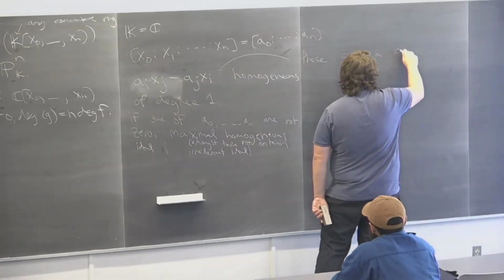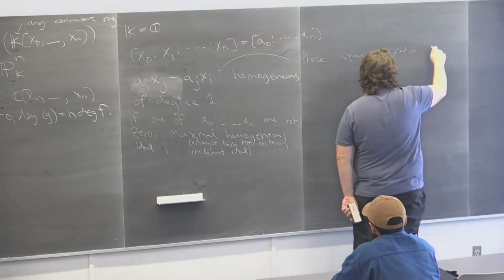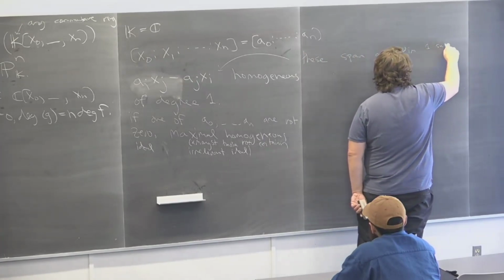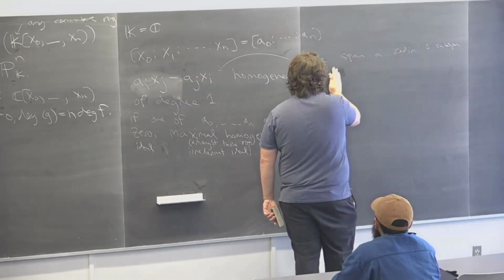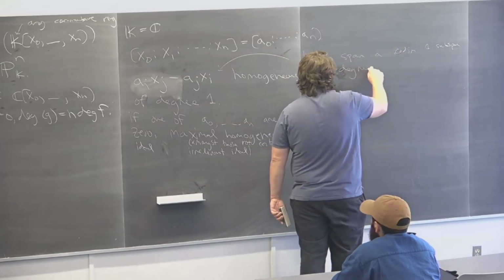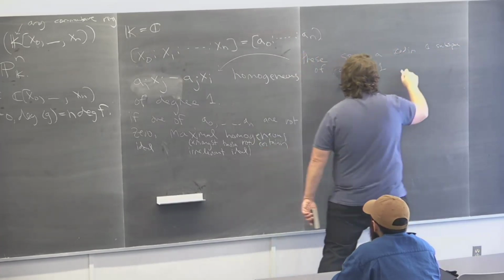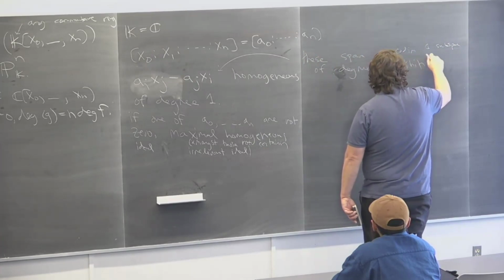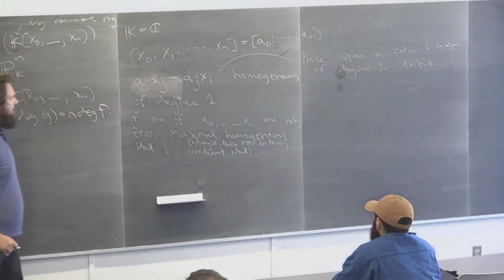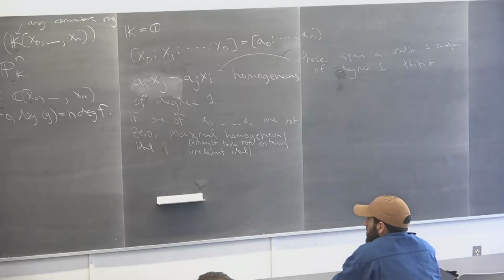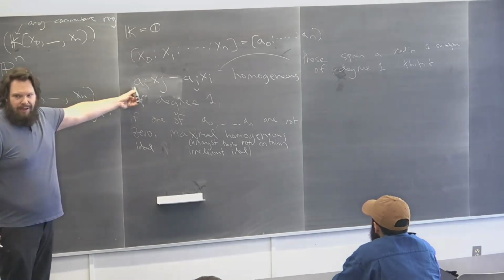And codimension 1 subspace. Degree 1 things. At least one. Sorry? I mean, if all AIs are 0, then these are all 0, and that's not interesting.